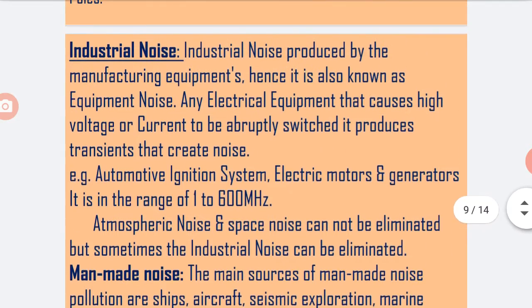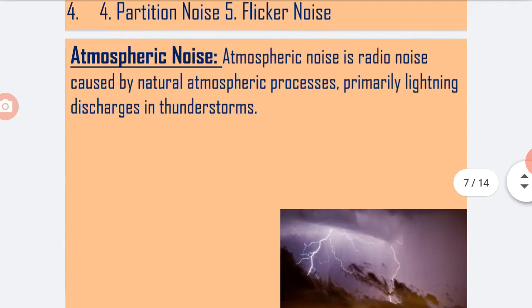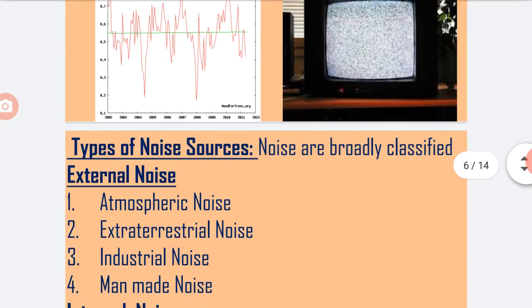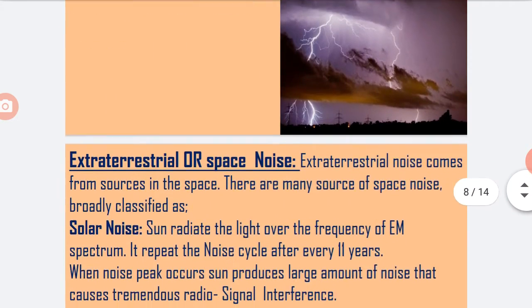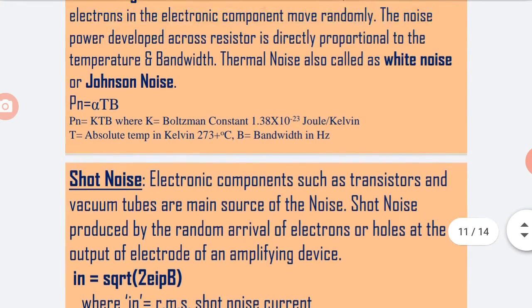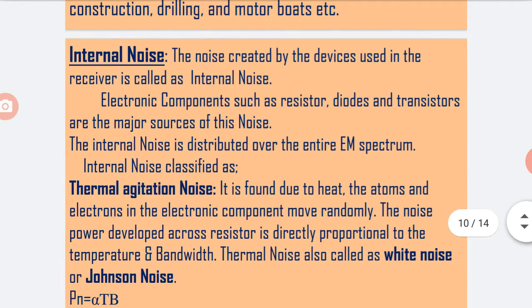So these are some external noises which I have studied here. Then obviously there are internal noise sources. The noise inside the device is considered to be internal noise. The electric or electronic components such as resistors, diodes and transistors are the major source of internal noise.